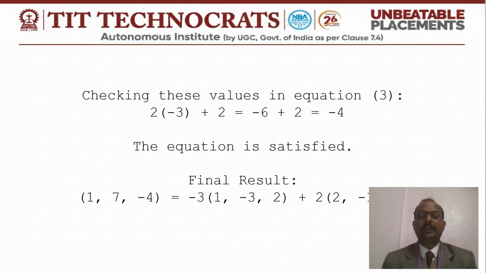So finally, we get the result: (1, 7, minus 4) can be written as minus 3 times (1, minus 3, 2) plus 2 times (2, minus 1, 1). So this is the required solution of the question.